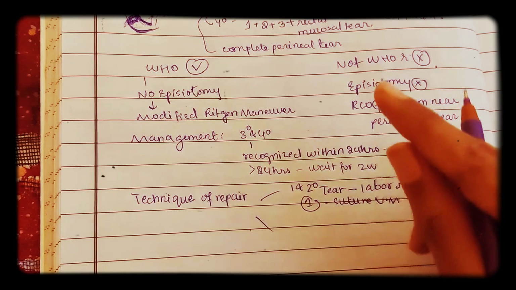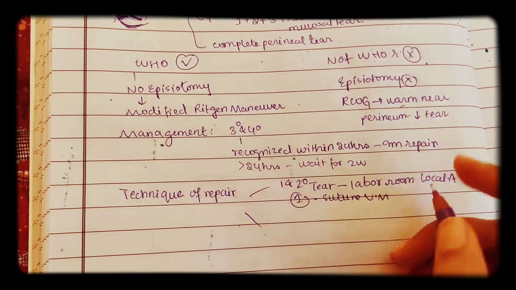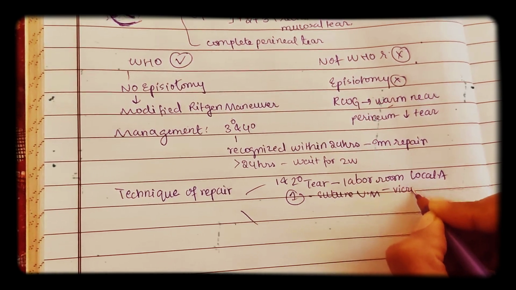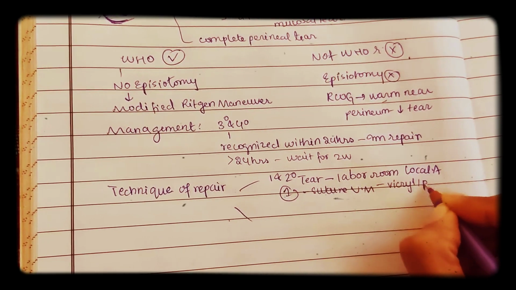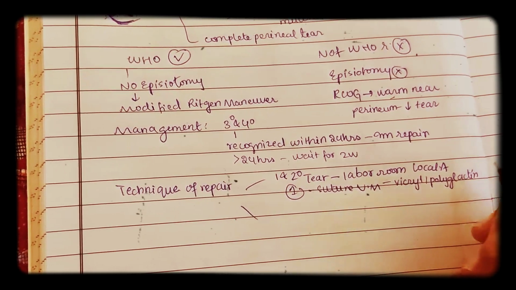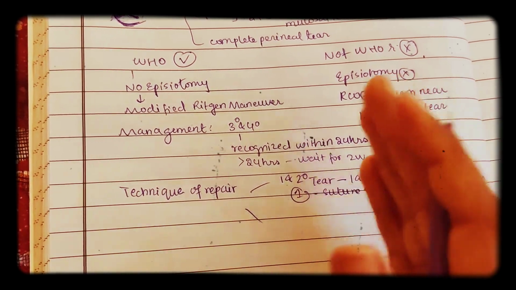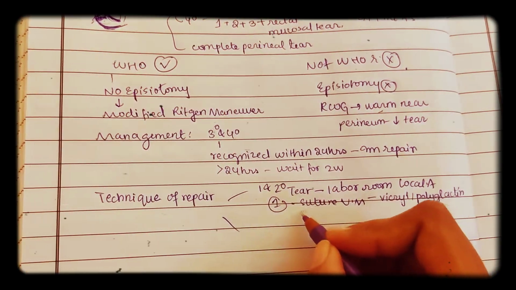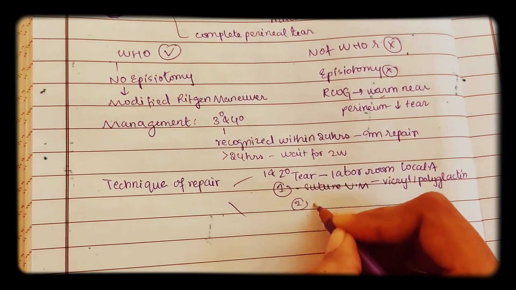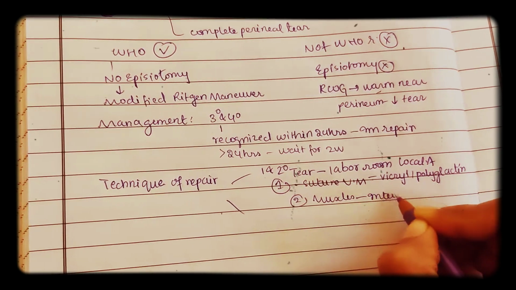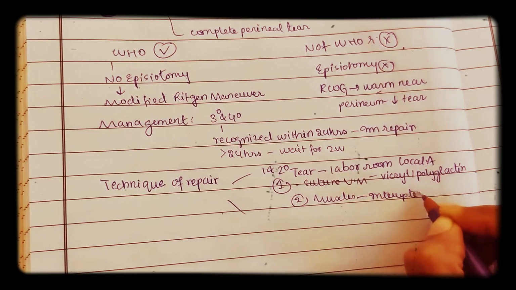You will put a continuous suture, and very important is what type of suture: for the mucosa you are going to use rapid or polyglactin suture, okay. And next you will suture the muscle from inward to outward: here mucosa, next muscle, next outer skin, right? So second is suture for the muscles, the vaginal muscles. For this you'll use interrupted sutures.